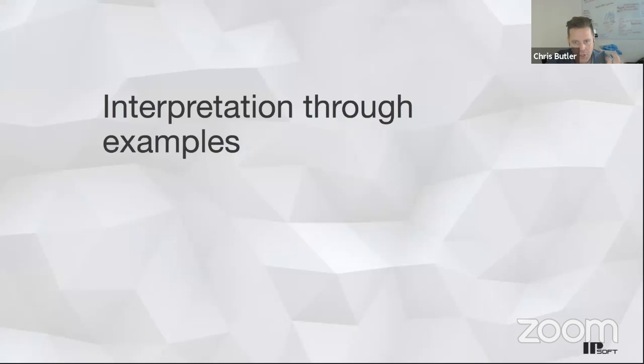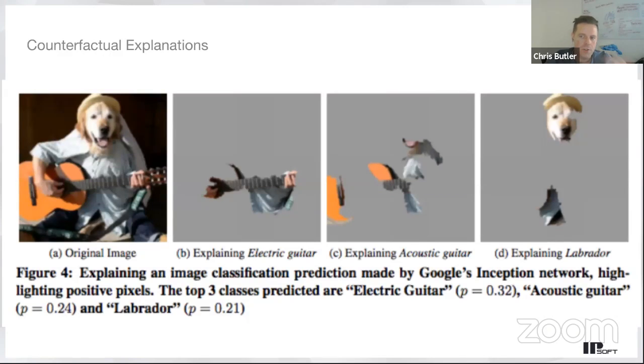And I think interpretation through examples is a really key one. So first of all, counterfactual explanations. This is LIME, which is an interpretable model where it shows parts of the picture about why a particular classification was given. So this is like a counterfactual.